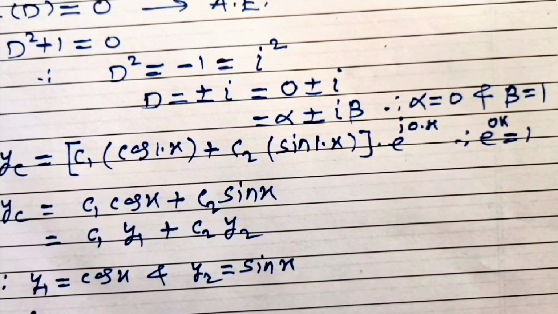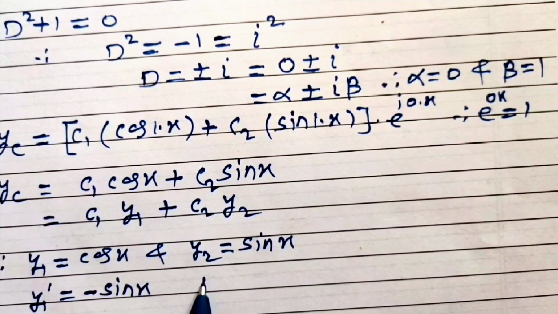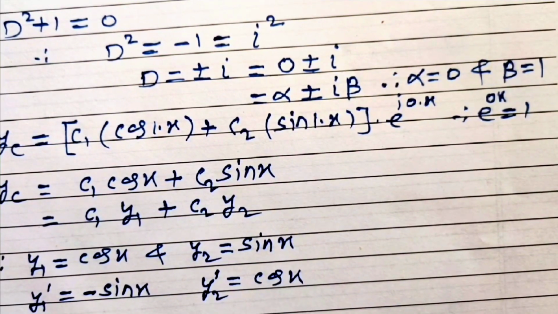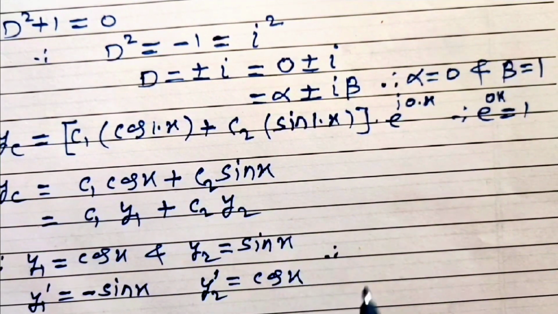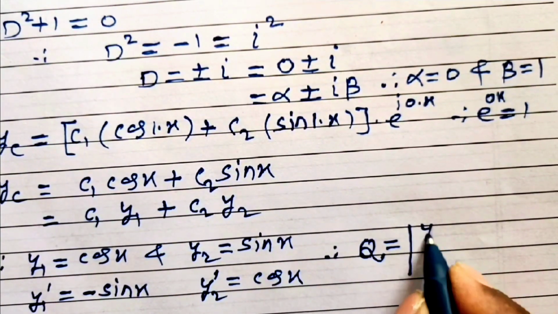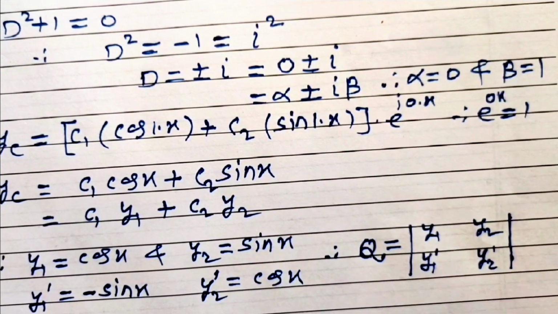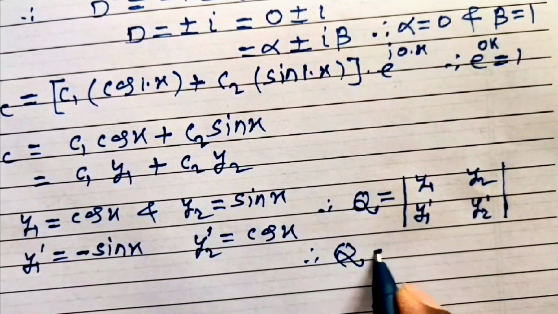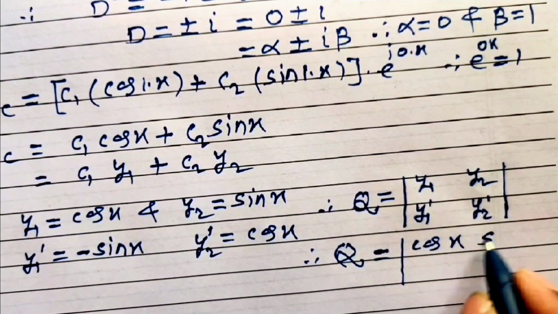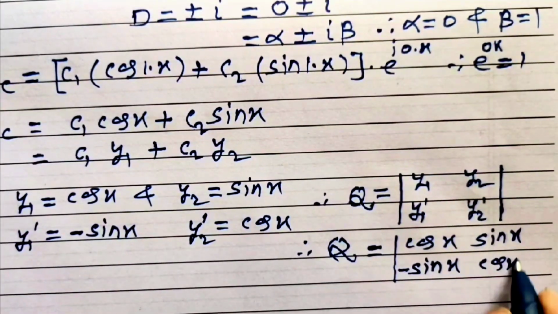So let us find y1 dash. Y1 dash is equal to the derivative of cos x with respect to x, that is minus sin x, and y2 dash is equal to the derivative of sin x with respect to x, that is cos x. And using these values we can find q. Q is equal to the value of the determinant y1, y2, y1 dash, y2 dash. Hence q is equal to, we can write y1 is cos x, y2 is sin x, and second row y1 dash is minus sin x and y2 dash is cos x.